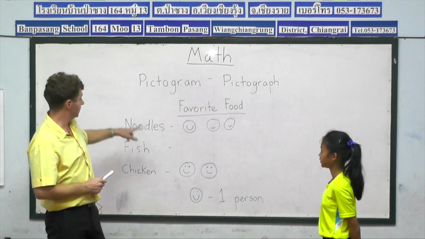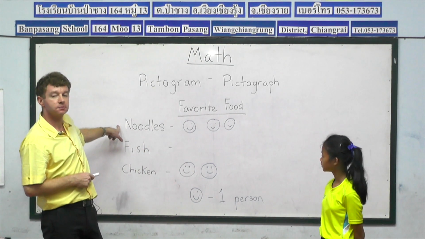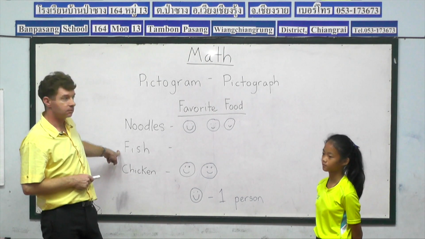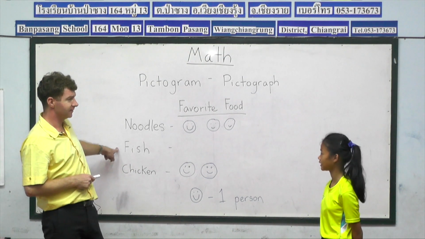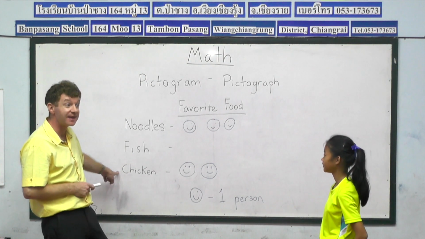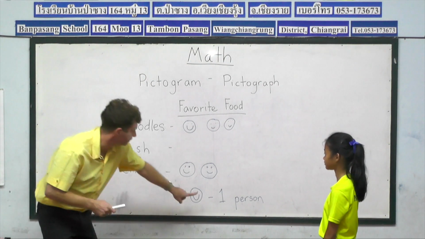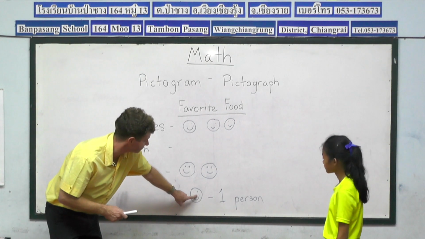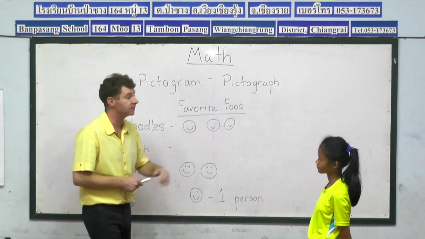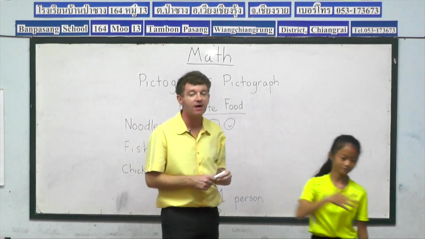So far, how many votes for noodles? 3. How many votes for fish? 0. No votes for fish yet. How many votes for chicken? 2. Because we know the key, one smiley face is one person. So we're keeping it simple. Dan, that was excellent. High five.